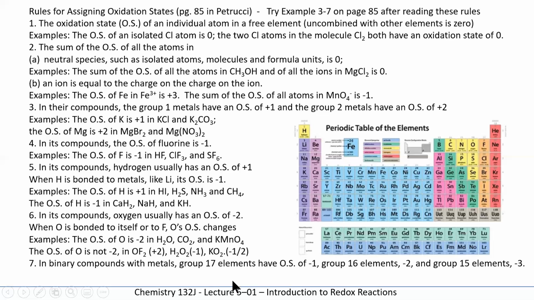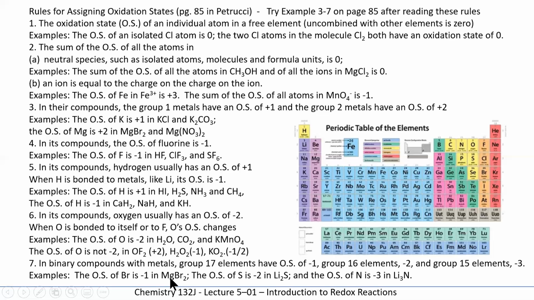So now in binary compounds involving metals, group 17 elements, this family over here, always have oxidation states of -1 when they're combined with metals. Similarly, group 16 always will be -2 when they're combined with metals. And group 15 will always be -3 when they're combined with metals. So some examples here.